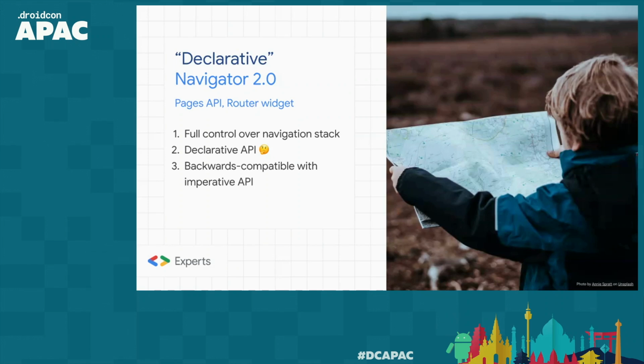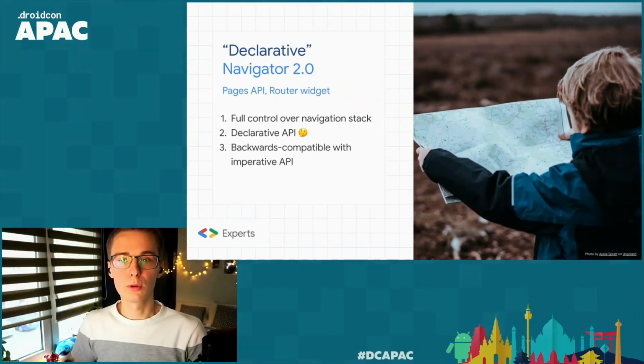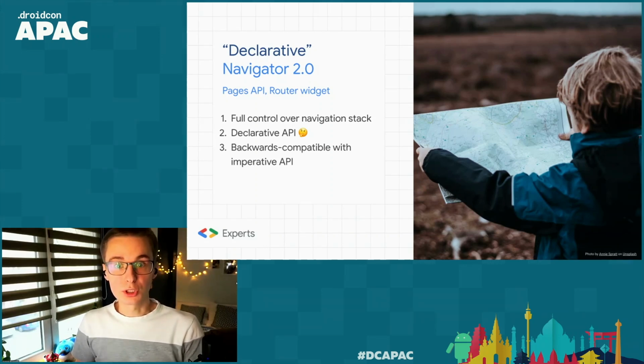Now let's take a look at the high-level overview of the new navigator. So we'll be using the so-called pages API for now, and then the router widget a lot in this presentation. These are, let's say, major parts of this huge refactor. And with Navigator 2.0, we get full control over the navigation stack. So you get access to the navigation stack directly, or indirectly, but you can have full control over the navigation stack. The new pages API is immutable.